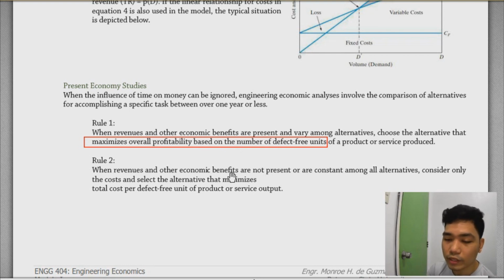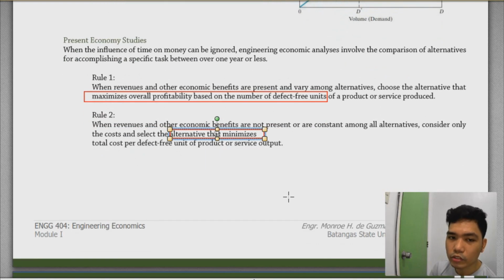For rule number 2 naman, when revenues and other economic benefits are not present. So in short, hindi natin pwedeng makita kung may kita siya or wala. So what we'll do here is that we'll be considering the costs and select the alternative that minimizes total cost per defect-free unit of product and service output. So instead of having this revenues na i-consider natin, kasi usually we talk about profits here for rule 1. Pero if it's not possible, then we need to select the alternative that minimizes the total cost. So in short, kung meron pala tayong certain product or service na mababa yung ating maging investment cost, then that will be the one that we need to select.